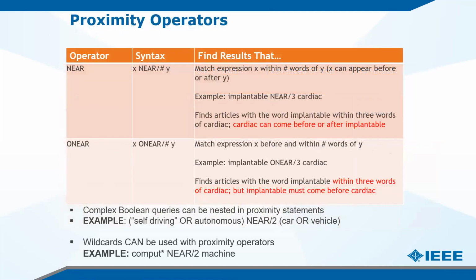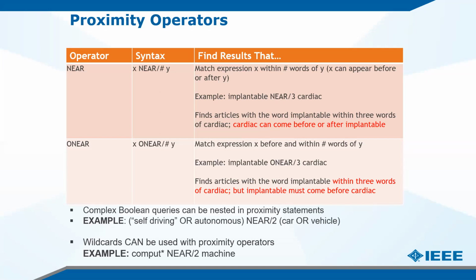Proximity operators. Remember, this is a database of over 5.3 million full text documents. Proximity operators are a great tool to have in your toolkit when you want to really target and narrow your search. Near says look for the keywords or phrases in the order specified or reverse, as close or as far apart as you've specified by the number. So this example is implantable, near within 1 to 3 words of cardiac, either in that order or reverse, in the full text or the metadata, or the full text and metadata.